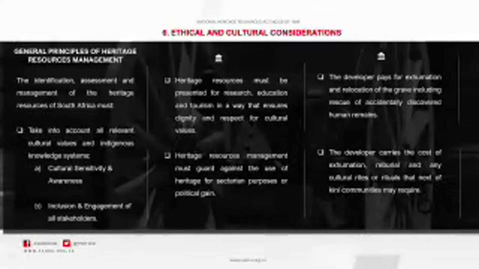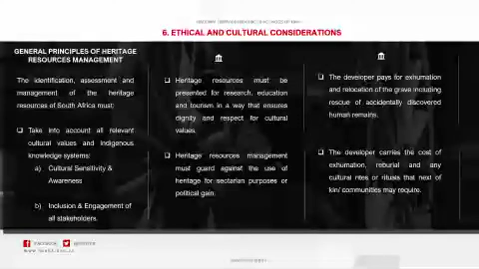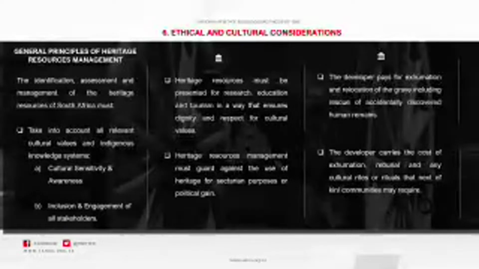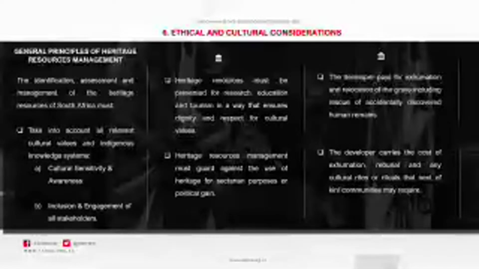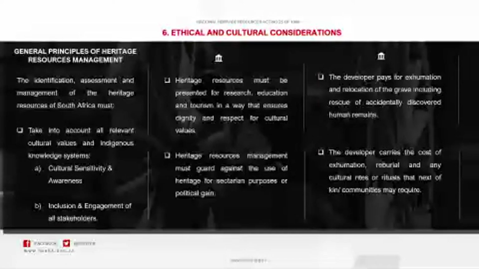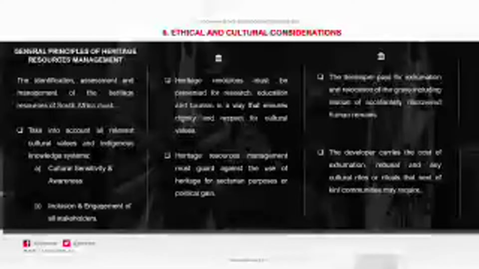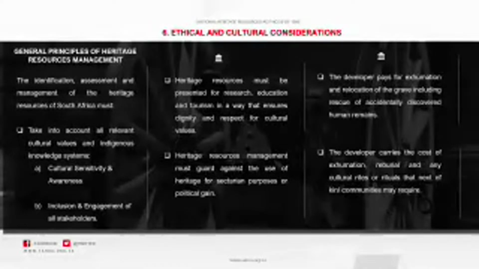There are general principles there of the heritage resource that are very important for you to be aware of in doing the particular work that you are a critical part of. We must take into account all values and indigenous knowledge systems, speaking to cultural sensitivity and awareness, but also inclusion and engagement of stakeholders. It's important, for example, as part of compliance, that we have proof that the family has requested that the grave must be moved and relocated. Heritage resources must be presented for research, education, and tourism in a way that ensures dignity for the cultural values.